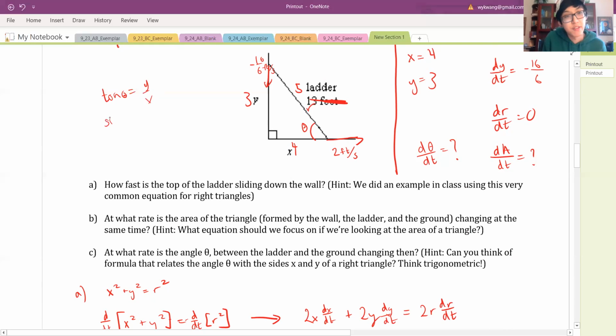Let's see, sine of theta. Sine is opposite over hypotenuse, SOH, which would be y over r. Cosine of theta is adjacent over hypotenuse, so it's going to be x over r. And we already know all these values. We can literally use any of them. So I'm going to use tangent of theta, just because.